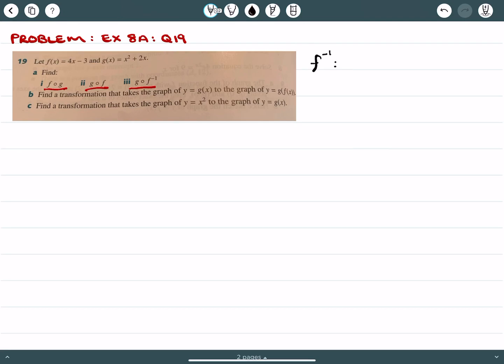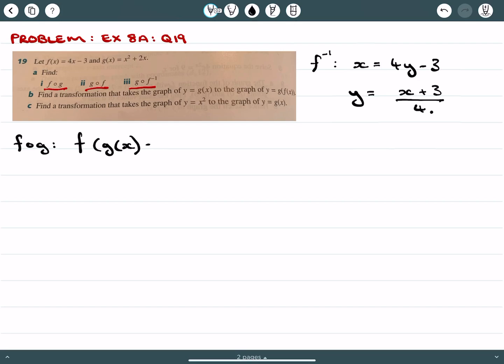Now, moving forward, what I want to have a look at is finding the inverse of f, because this will just make things easier. And what we do when we're finding an inverse is we swap x for y. So what we're going to have here is x equals 4y minus 3. And if I put this in terms of y, it will be (x plus 3) on 4.